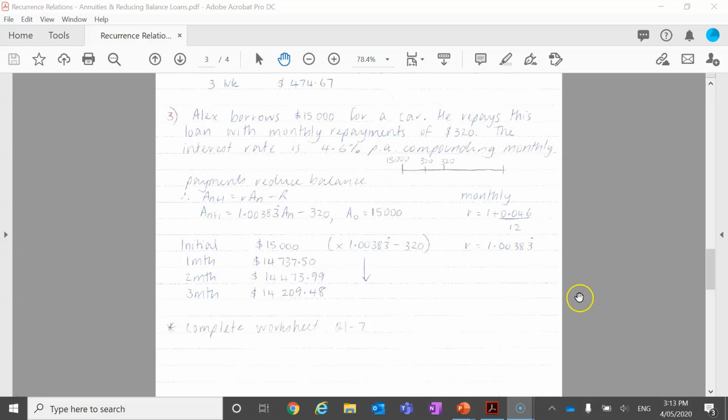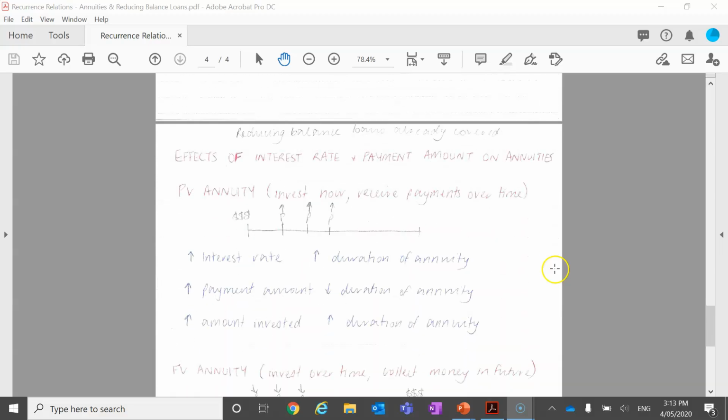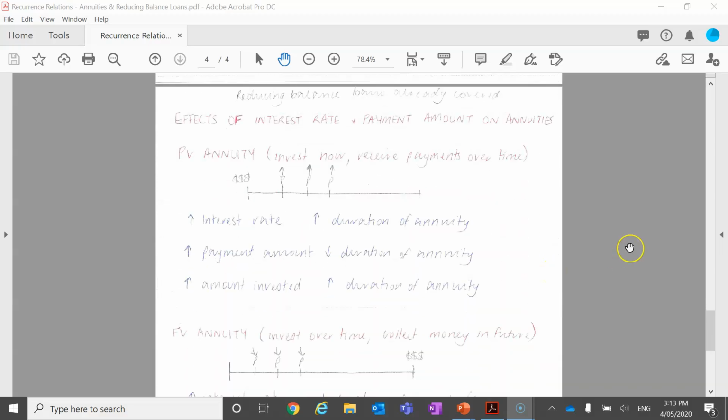Hopefully you were able to do those 7 questions without any problems, and of course if you did have problems, make sure that you post them on the collaboration space for your teachers to help you with. The other thing that we need to look at today, just very briefly, is how changing our interest rate and our payment amount affects our annuities. So I'm not going to refer to reducing balance loans at all, because we've already done that in a lesson a few lessons ago. So you can refer back to that if you need to refresh on what that was.